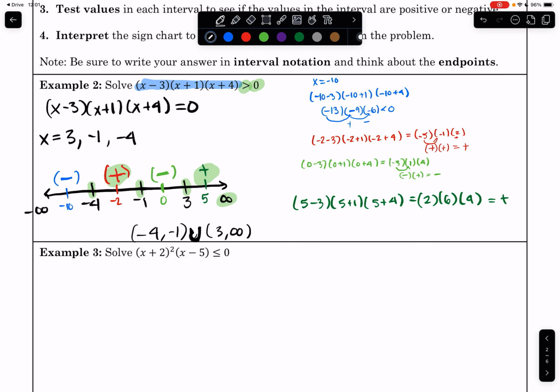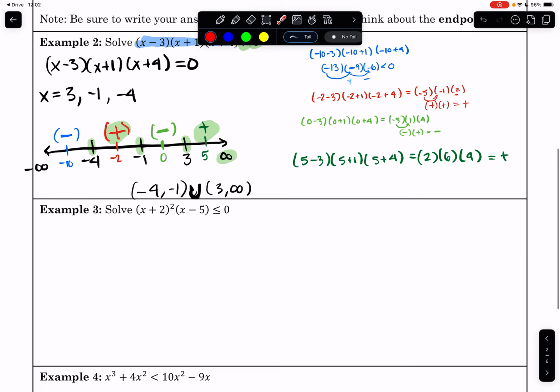Now, since we don't want it to equal 0, we exclude the endpoints and we don't count the endpoints, and we do not use brackets. The difference between having an equal sign, like I mentioned in the first page, is that had this had an equal sign, then that would simply mean that we would have brackets on the endpoints, with the exception of infinity. Infinity, we never put brackets around infinity.